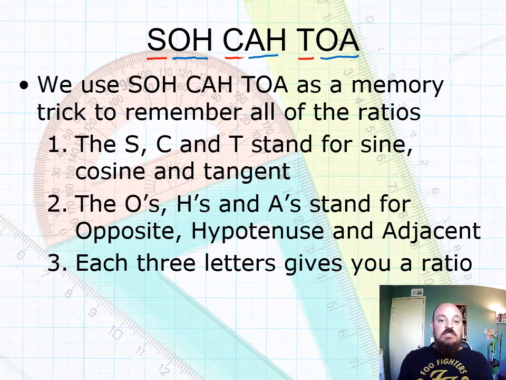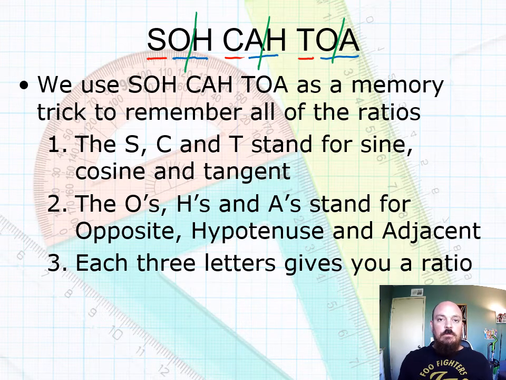Each 3 letters give you a ratio. And remember, a ratio is a fraction. So what we're doing here is making a fraction out of the 2 letters. For example, if you look at the first one, the S stands for sine, and the next 2 letters are a fraction, something over something. So that would be opposite over hypotenuse. That's what the O and the H mean.